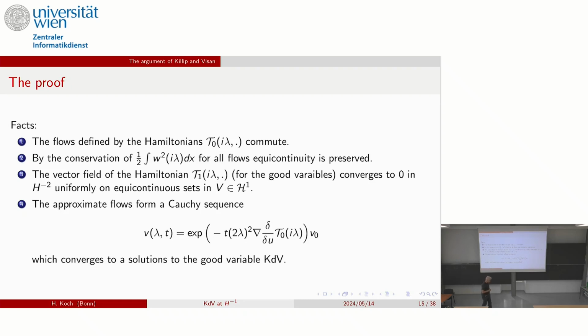So this Hamiltonian, the one which is related to KdV, decays uniformly and very fast, the Hamiltonian vector field, in a rough function space, uniformly on equicontinuous sets in the V's for the good variables in H1 corresponding to U in H-1. And then I claim that the approximate flows, I write here, form a Cauchy sequence where the solution converges to the good variable KdV. So what I write here is the evolution in the V variable by a linear, I write it linearly, but it's of course a nonlinear evolution, the solution of this Hamiltonian.